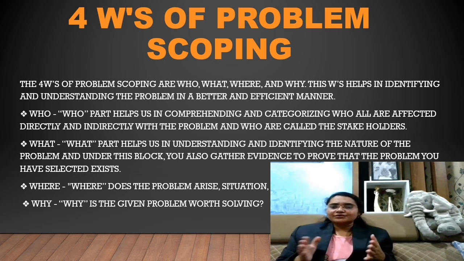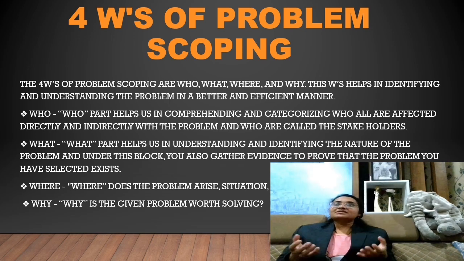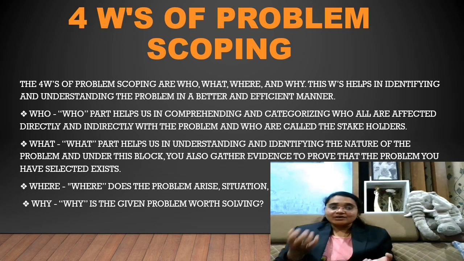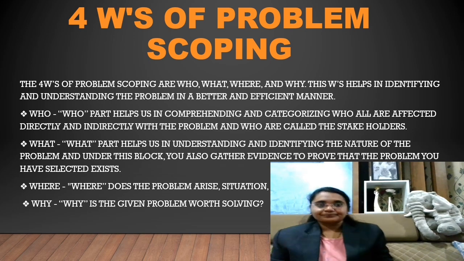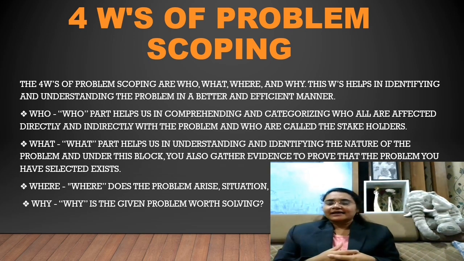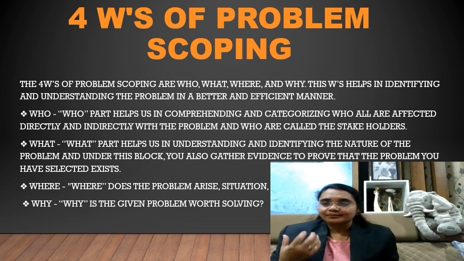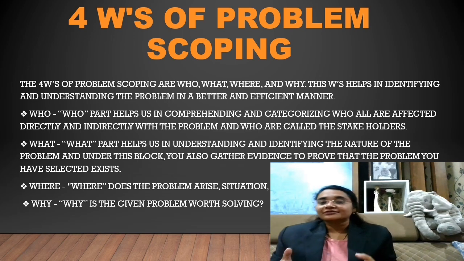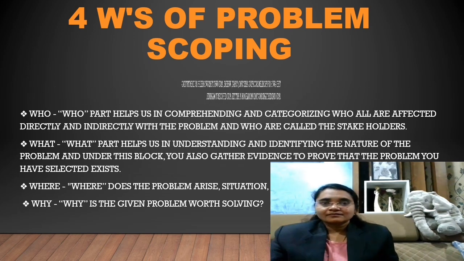Coming to the next one, it is called what. The what part helps us in understanding and identifying the nature of the problem. So here what means, what is the problem? And the third one is where. Where does the problem arise? What is the situation there? What is the context there? In which location has the problem arisen? And the last one is why. Why has the question arisen, meaning why do we really have to solve this problem or project, and why is the problem worth solving?